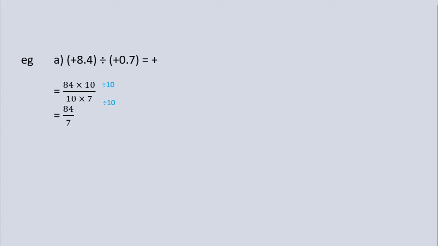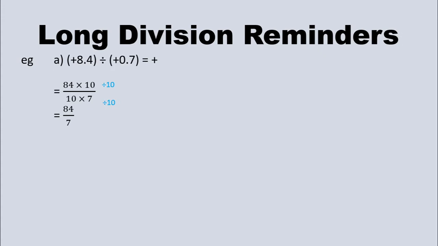So all of this was done so that I could see that I can just work with whole numbers and do 84 divided by 7. And so let's set up our long division. Long division reminder here, I am doing 84 divided by 7. That means I'm trying to find out how many 7s go into 84. So the 84 is inside this house and 7 is knocking on the door. How many times can I put 7 into 84?